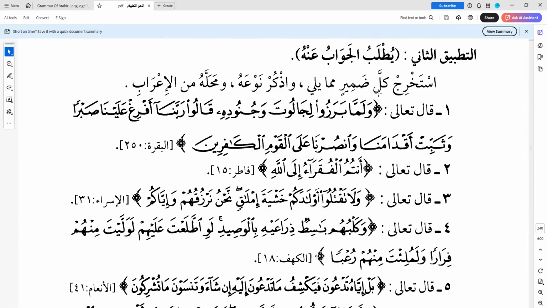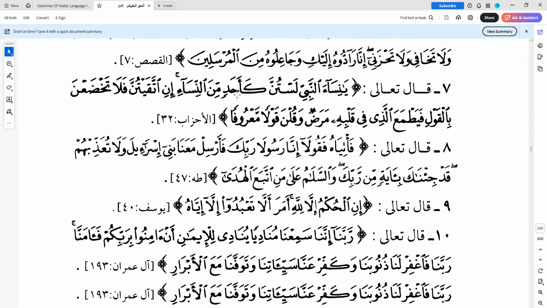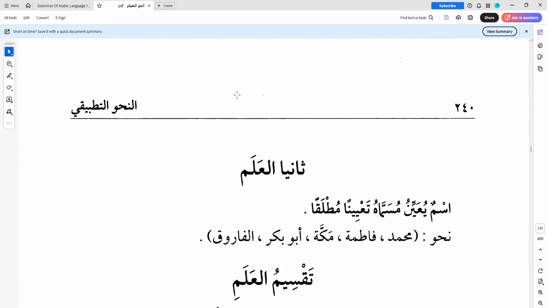For instance, استخرج كل ضمير مما يلي. Right? Extract every ضمير in the following, واذكر نوعه, and indicate the type. Right? Whether it's ضمير مستتر, is جوازا أو وجوبا أو ضمير متصل أو ضمير منفصل, ومحله من الإعراب, إذا في محل الرفع, في محل النصب, أو في محل الجر. You need to indicate all of that. I hope you're going to find time to go through it, inshallah.